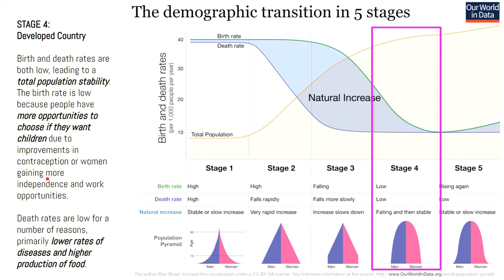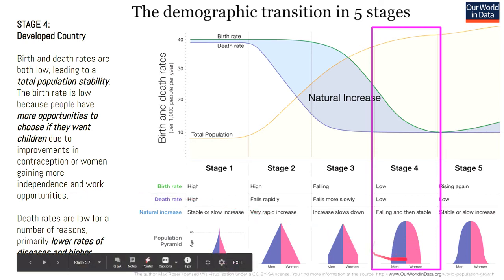If women are independent financially, economically, if they're educated, if they decide on what to do with their bodies, on who to marry, what to do, they tend to have fewer children. Death rates are also low, okay? Because of lower rates of diseases and higher production of food, the population is well fed, so fewer people are dying.